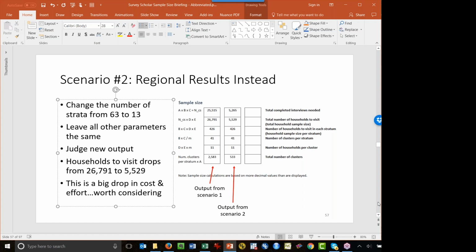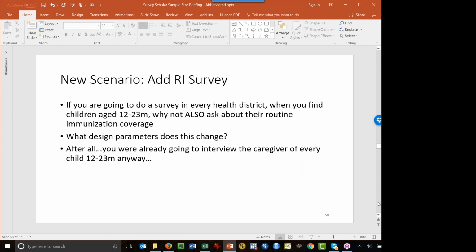For these 2 calculations, the goal was to estimate vaccination coverage from the measles campaign. But then in real life, this really happened. I have a very reasonable conversation to say, oh, if you are going to do a survey in every health district, then some of the children that you will interview, they will be 12 to 23 months. This is the traditional age where we do a routine immunization survey.